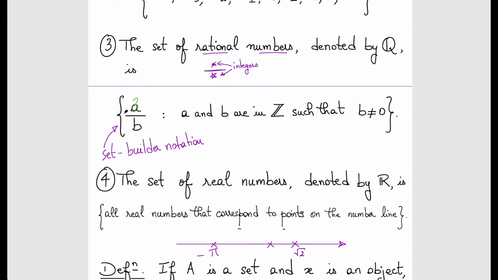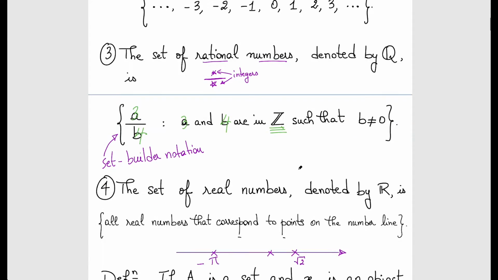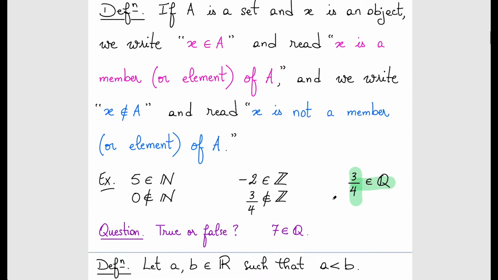Yeah, 3 is the A and 4 is the B. And 3, so the A, the 3, and the 4 are in Z. They are integers, right? The 3 and the 4 are integers. And obviously 4, the B, is not 0. So this condition is verified, and this membership is also verified. So 3/4 verifies the memberships to the set Q, and as such, it has to be part of it. Okay, so this green thing also is correct.